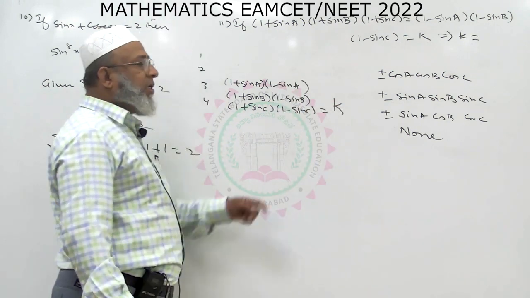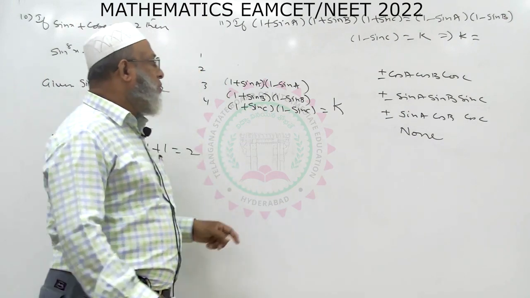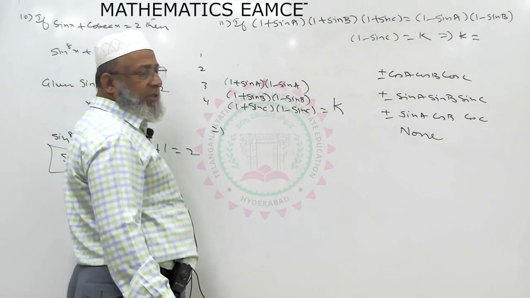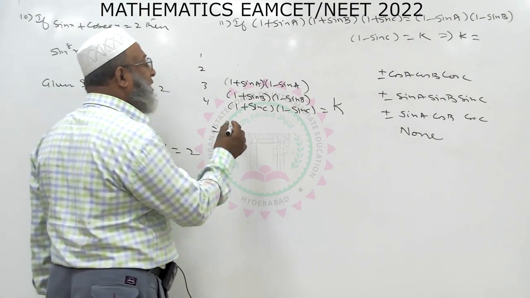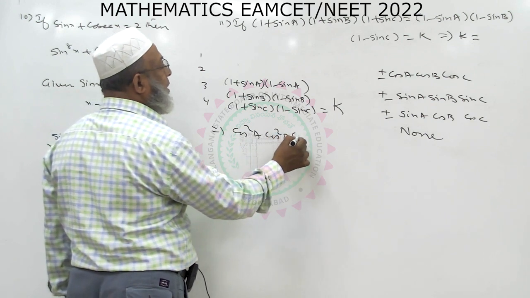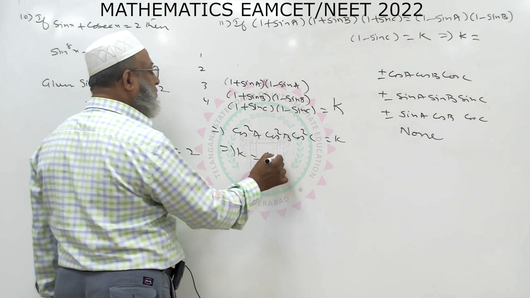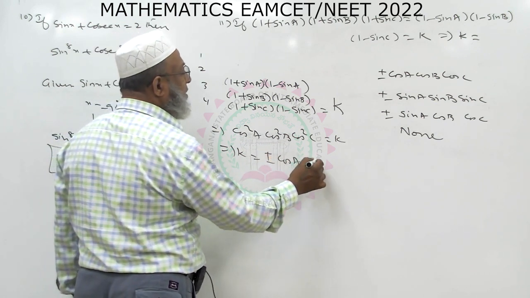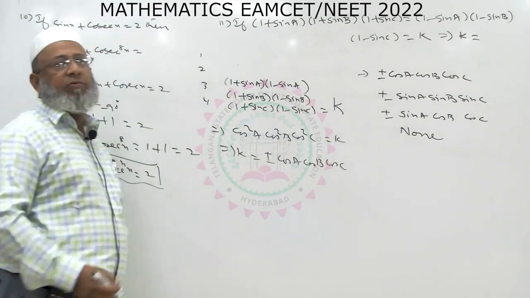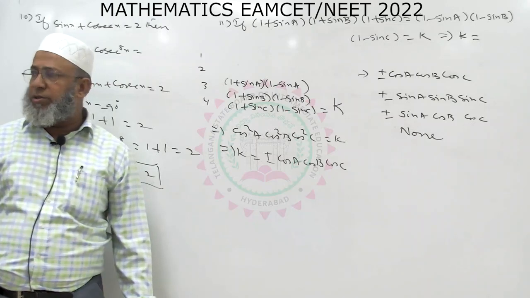He says that both equalities are equal to K. So it means that using A plus B into A minus B, A square minus B square, that is 1 minus sin square is cos square A into cos square B into cos square C is equal to K, or K is equal to plus or minus cos A cos B cos C. So my option is the first one, that is plus or minus cos A cos B cos C.